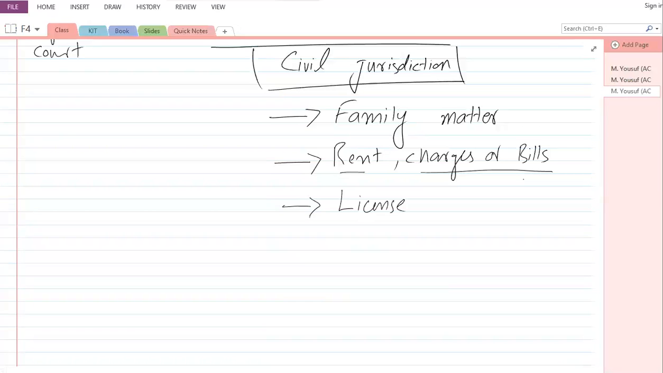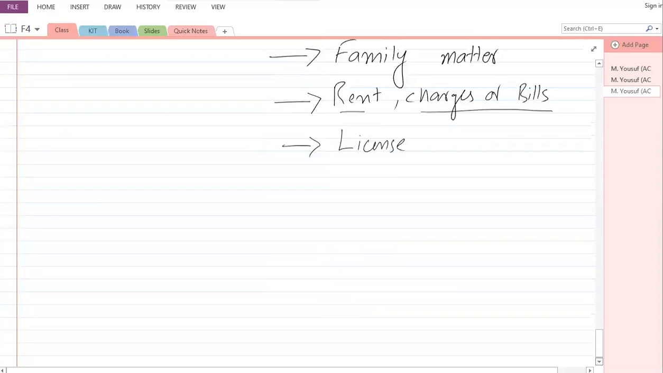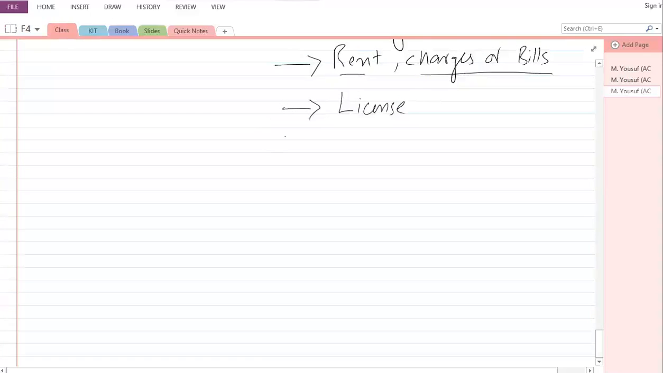So the jurisdiction of magistrate court is complete. We have learned the criminal jurisdiction of the magistrate court and the civil jurisdiction of the magistrate court as well. So the last thing of today's topic and the last element of the magistrate court is the right of appeal. Everyone has a right to appeal.